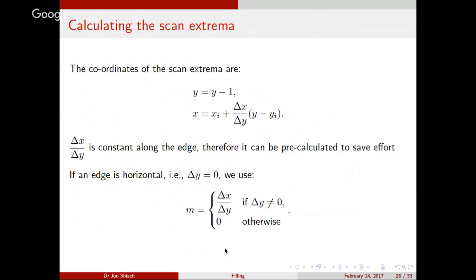Delta x over delta y is constant along the edge, therefore it can be pre-calculated. You don't have to calculate that at each scan line. You calculate it beforehand, because it can be used lots and lots of times. We do have a problem if the edge is horizontal. If the edge is horizontal, we have a delta y of 0, and we're dividing by 0, so it does give us a problem. So in that case, we just set m, or whatever this is, to be equal to 0.